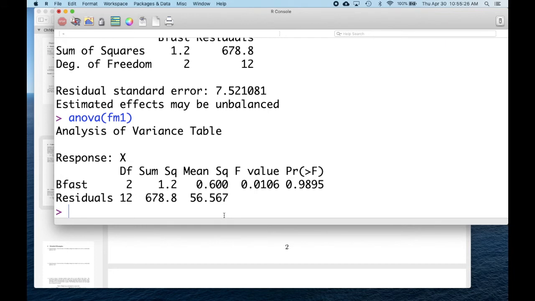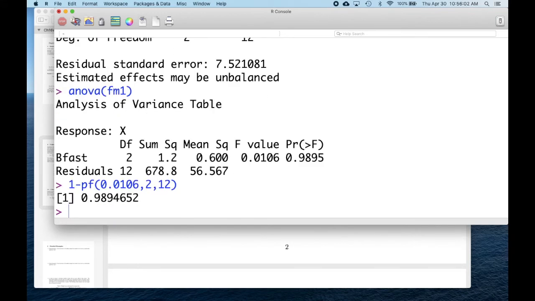Okay, if I wanted to compute this probability, if I know the F statistic but I don't know the P value, what I can do is use PF. This is just like the P norm and the P T and the P binomial, except here we have an F distribution. So I'm going to do PF, and we're going to look at 0.0106 with 2 and 12 degrees of freedom. And this is going to be the cumulative probability. What we really want to know is 1 minus that. And so that's going to be our p-value, right?